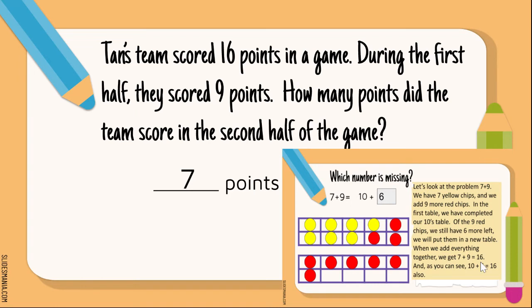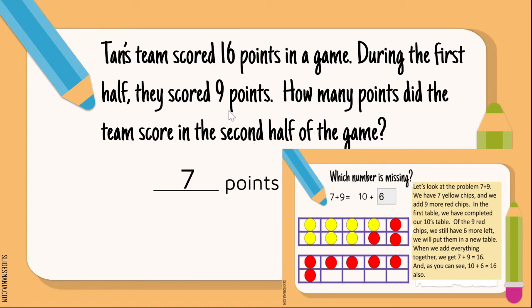Well, let's look at the problem again. We have 7 plus 9. So we have 7 yellow chips and 9 red chips. In the first table, we have completed our tens table. Of the 9 red chips, we still have 6 more left. We'll put them here in the new table. When we add everything up, we get 10 plus 6 equals 16.